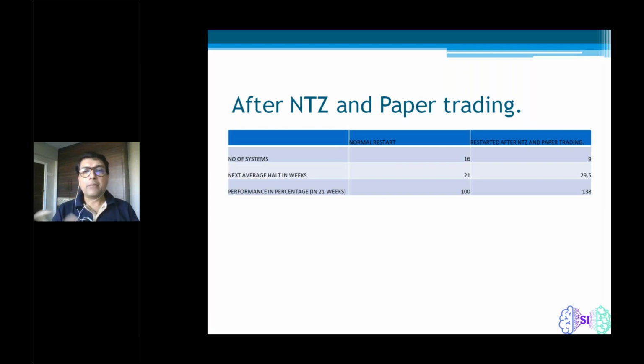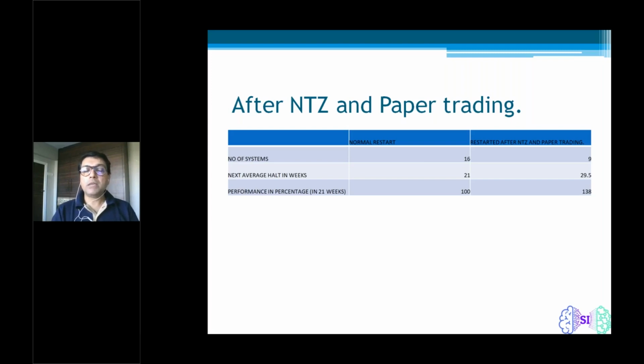So the average duration for which the 16 systems performed was 21 weeks. Now after adding NTZ as well as mock trading, the average halt in weeks went up to 29.5 weeks, which was pretty good because it was a 40 plus percent increase in the duration of the system before we had to rework on the system. So the longevity of the system went up by almost 40%.